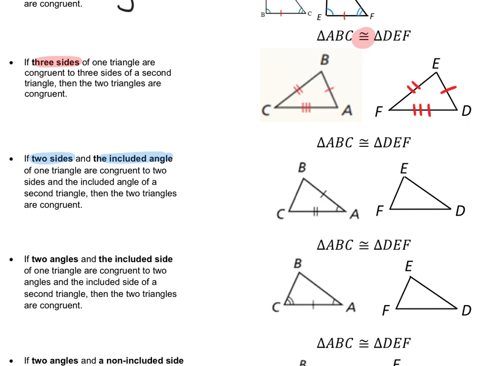So notice, we have a side, an angle, and a side. On the other triangle, all we need is a side, an angle, and a side to prove that those two triangles are congruent. Side, angle, side.